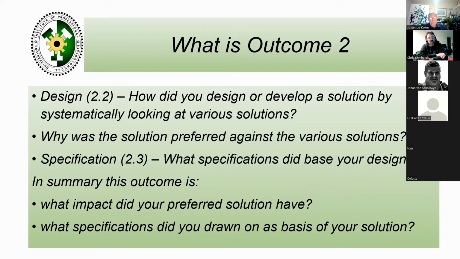Specification is 2.3. Now, when you do a design, you don't just do the drawing, you actually specify what material you're going to use and how it will be done. You don't just say, I want a pump and that's it. You tell them exactly what you want. That is what we're looking for in specification. What specifications did you base your design on? In summary of the outcome, what impact did your preferred solution have? What specifications did you draw on as the basis of your solution? Next slide, Johan.